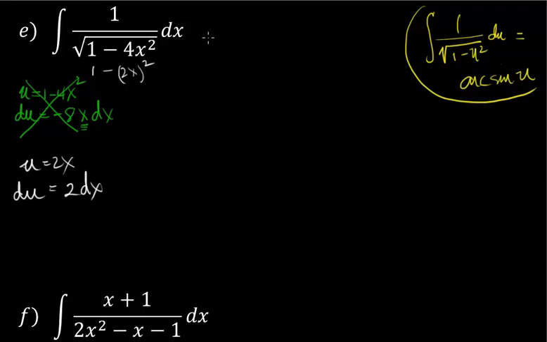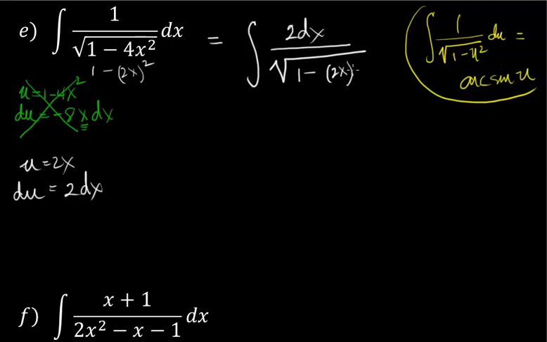So let's rewrite this problem so you can see it. We're going to have to supply a 2. I'll put the 2 dx on top here, over the square root of 1 minus 2x, the quantity squared, and I have to multiply by a 1/2 to make up for the 2. So I have 1 over the square root of 1 minus u squared du. So this is then 1/2 arc sine 2x plus a constant.